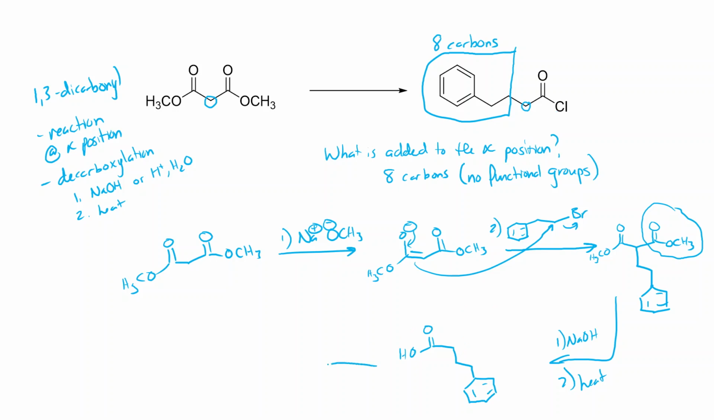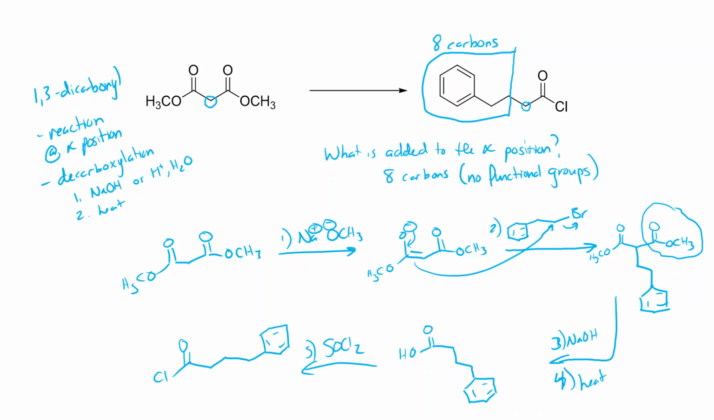And so now we just have to reach back in our memory banks and think, how do we convert carboxylic acids to acid chlorides? My numbering is all off, 3, 4, and 5, right? Carboxylic acid to acid chloride is thionyl chloride. And let's see, that's alpha carbon 1, 2, and 6. That's our final product. Right?